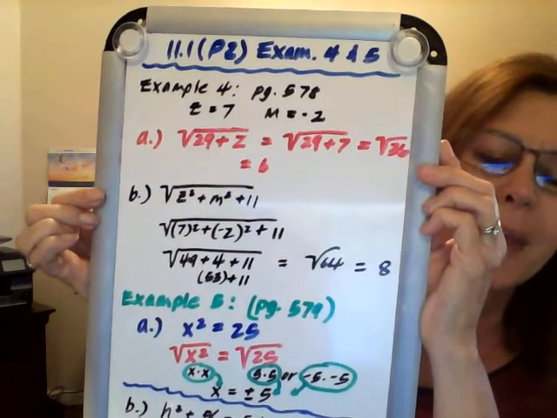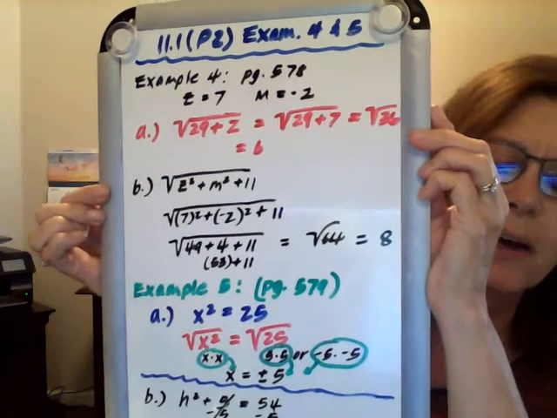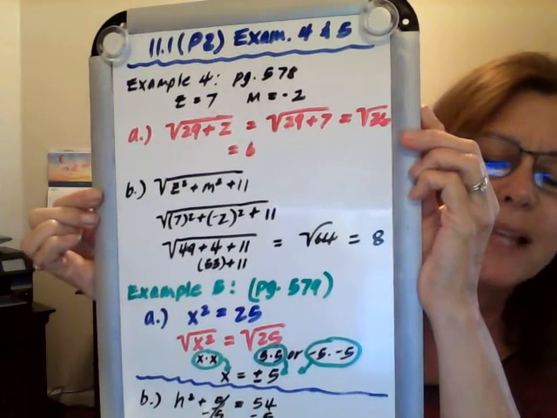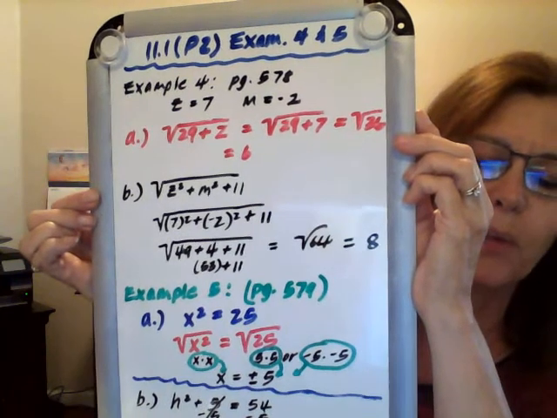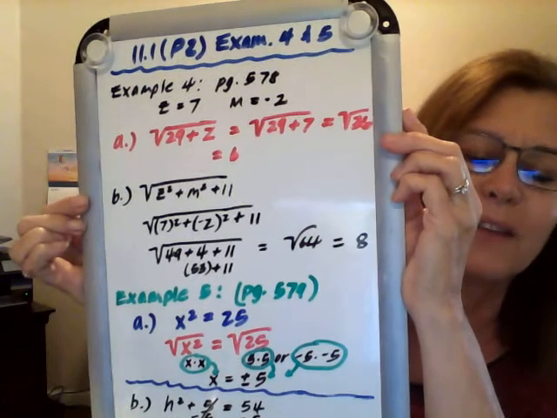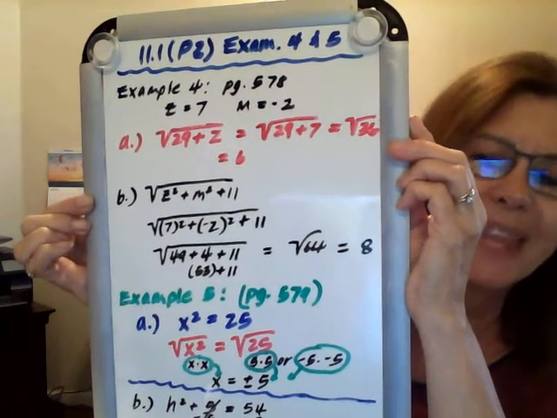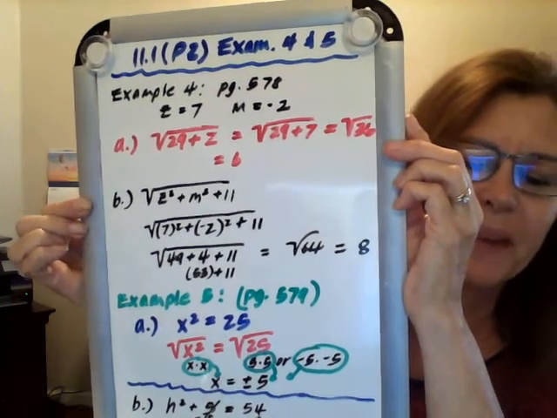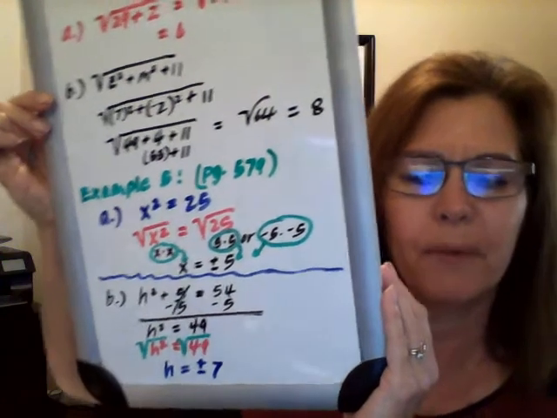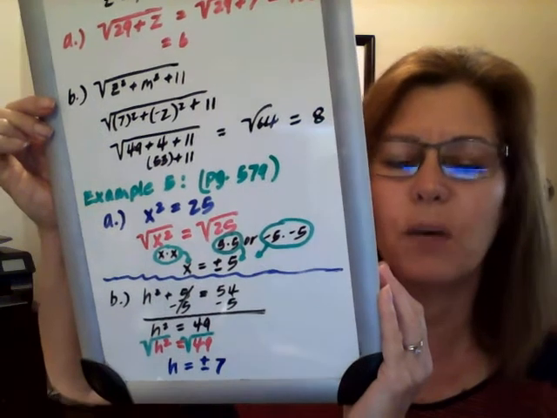When you have a pair under a square root, we pull one out. So I pull that x out because I have 2 x's, and then I pull a positive 5 and a -5. So the way we write this is x equals plus or minus 5. That tells me my answer is both positive 5 and -5. All right, let's look at the last one here, part B of example 5. And that is h squared plus 5 equals 54.